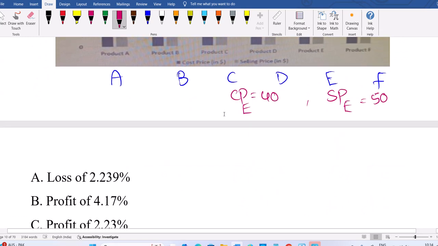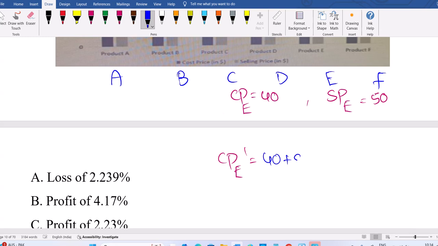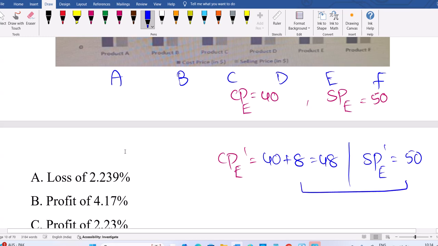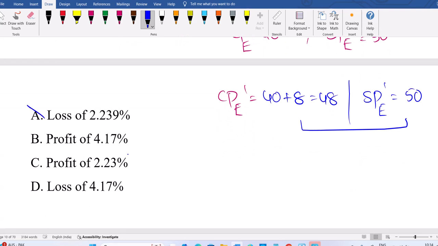But now there is a change: the cost price of E increases by 20%. The new cost price of E, a 20% increase, means 40 plus 8. 10% is 4, 20% is 8, so 48 is the cost price. Selling price is 50. Is that profit or loss? Profit. A loss is avoided, so definitely we can understand it is a profit. How much profit percentage? Profit is calculated with respect to cost price, so the denominator should be cost price: 2 upon 48 into 100.